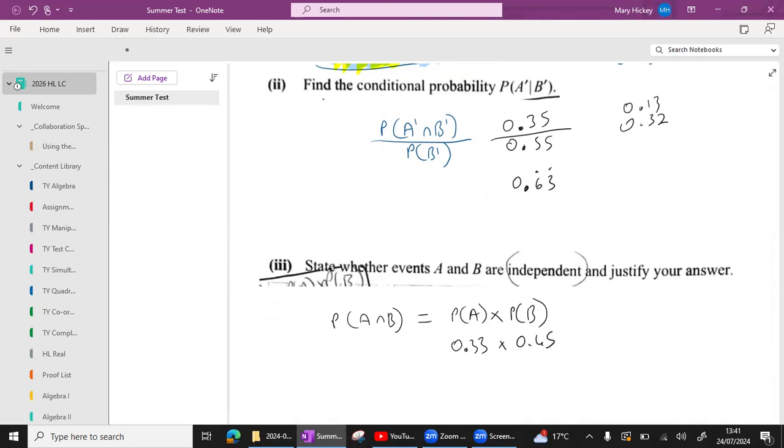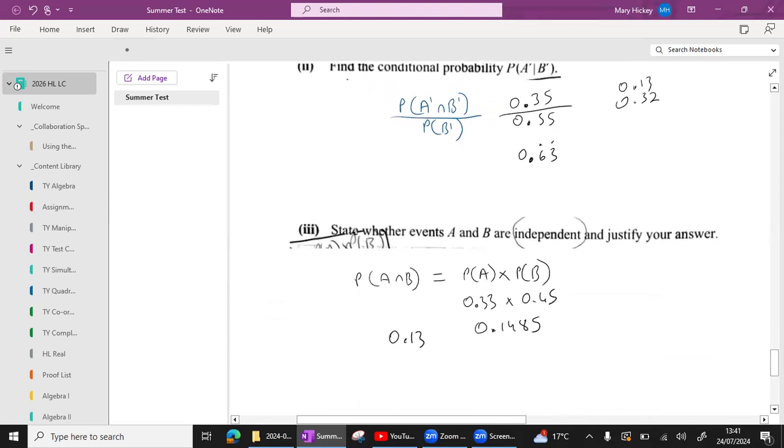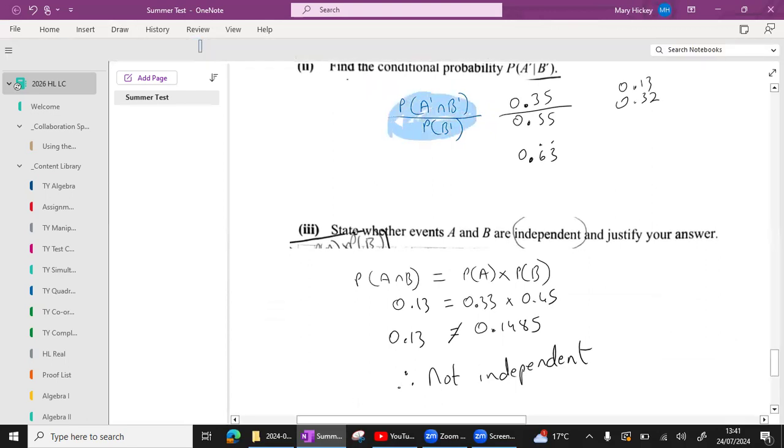And if I multiply them together, I get 0.1485. But the probability of the intersection is 0.13. So we can easily see now that they are not equal. Now, if they are not equal, therefore they're not independent. So that is our method for proving whether it is or isn't independent. So we've used two formulas there in those last two sections, so we'll just highlight them. This one over here for conditional, and this one here to decide if something is independent or not.